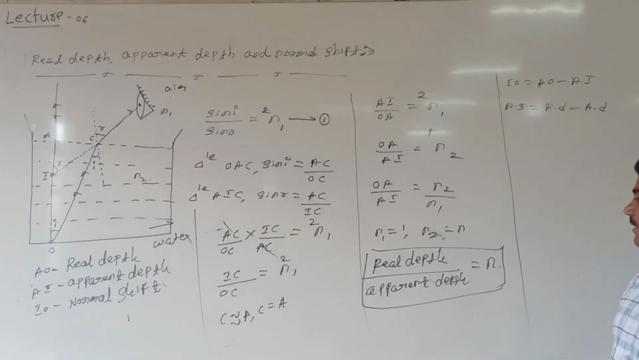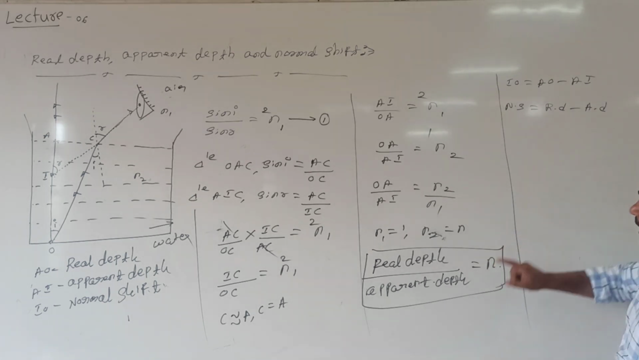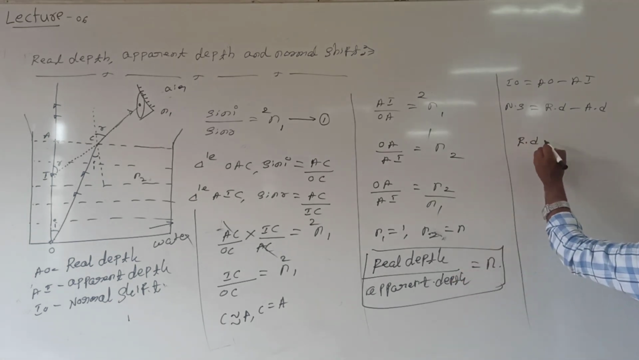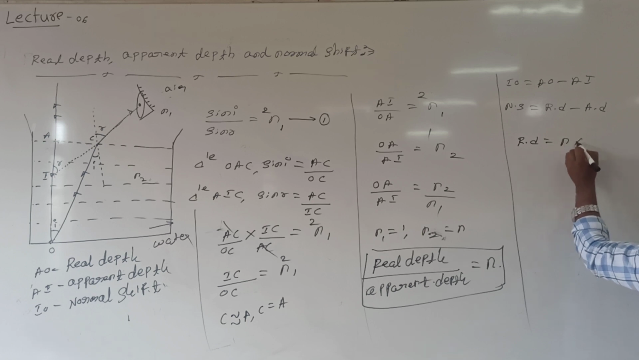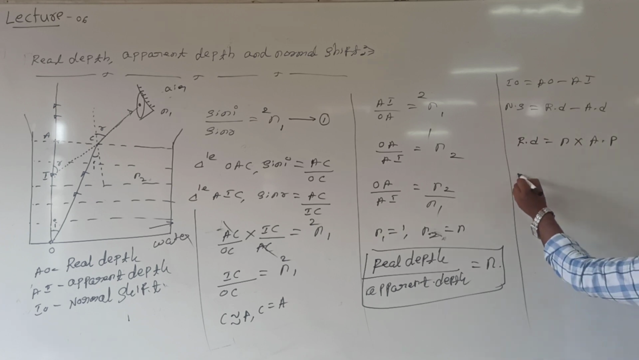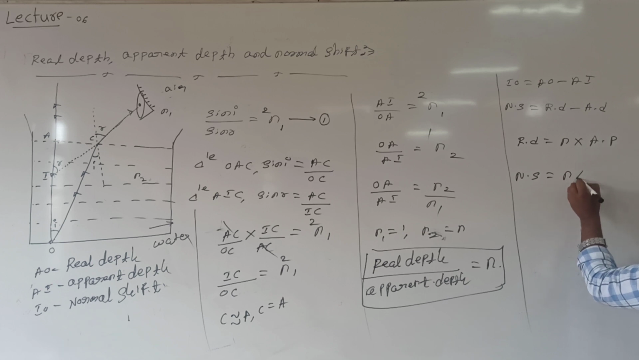But here again I need a relation. Real depth is equal to what? Real depth is equal to n into apparent depth. Right? Then what is the normal shift here? Normal shift is equal to real depth minus apparent depth. Real depth is equal to n into AP, where AP means apparent depth.